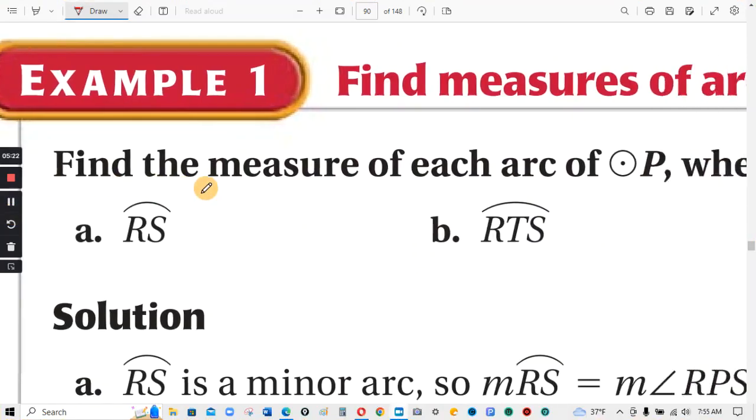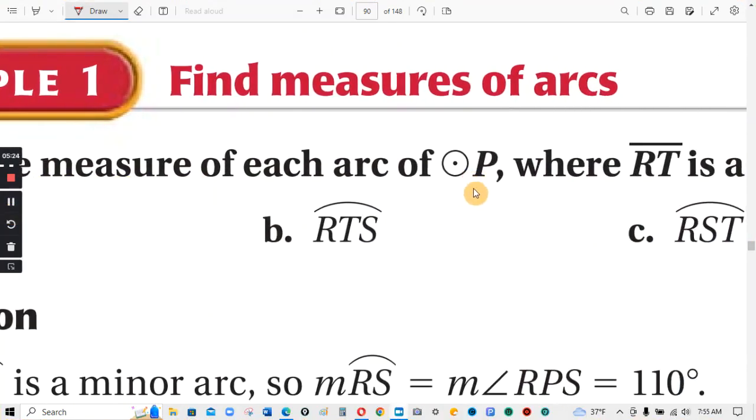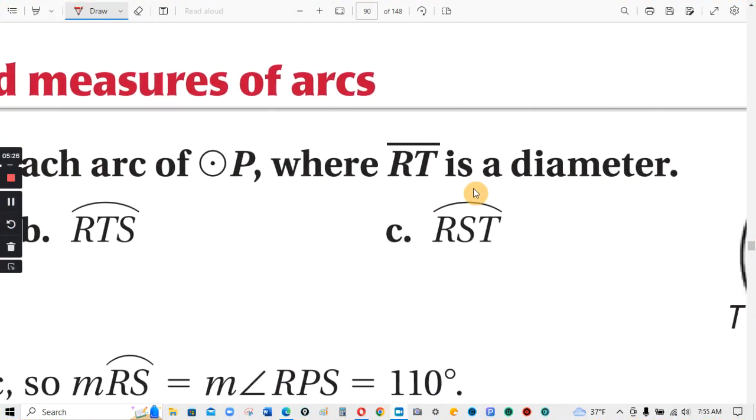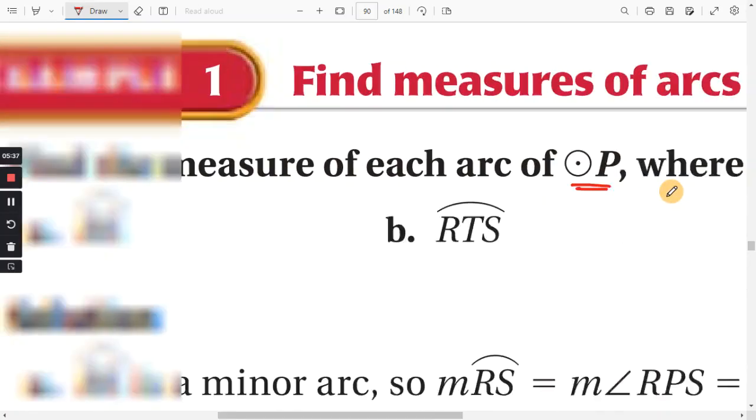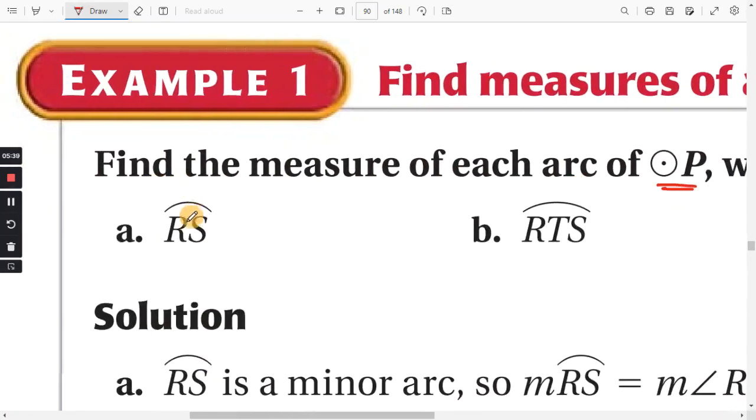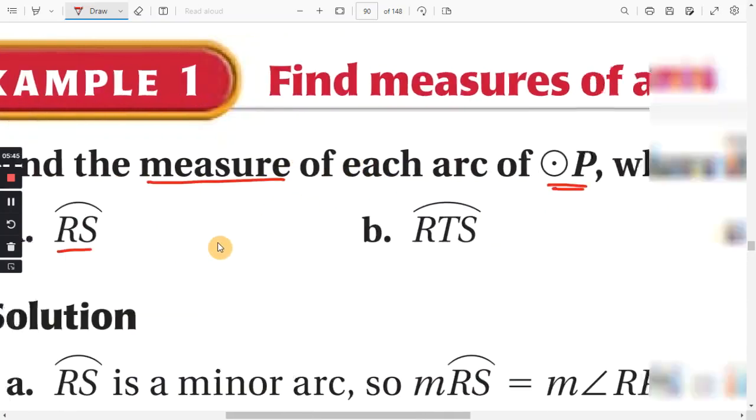Example 1, find the measure of each arc of circle P, where RT is a diameter. Okay, by the way, when they say circle P, we know that P is the center of the circle. All right, and they're giving us that RT is a diameter. All right, so let's start with arc RS. We're going to find the measure of arc RS. Let's take a look.